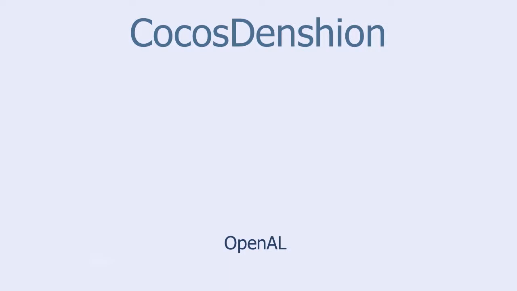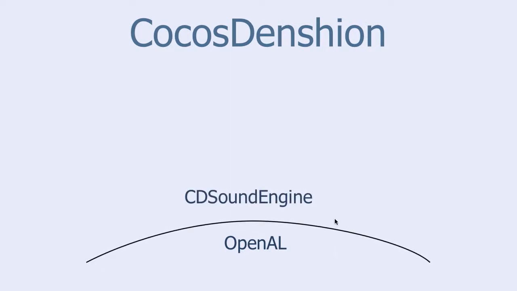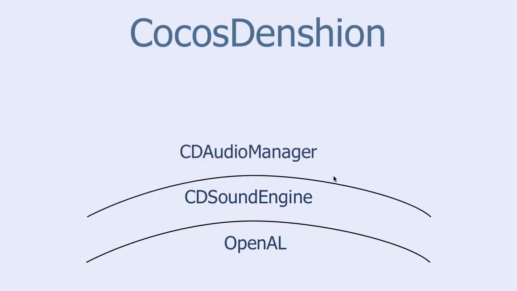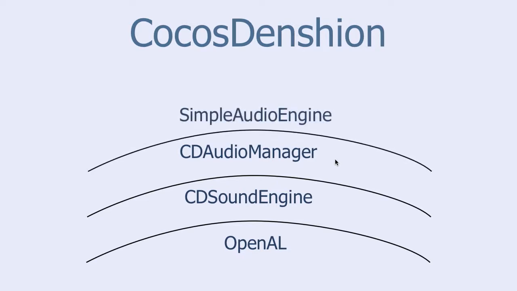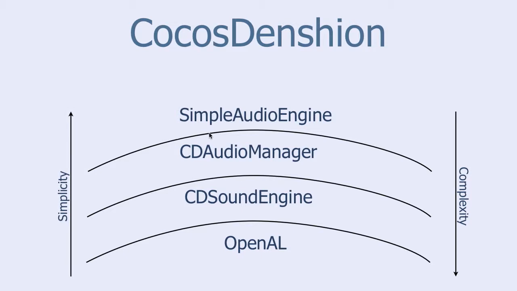Let's now look at CocosDenshion and OpenAL. CocosDenshion allows you to use the power of OpenAL on three different levels. The lowest level is CD Sound Engine. The second level is CD Audio Manager. And the third level is Simple Audio Engine. When you go up, the use gets simpler. As you go down, the use becomes more complex, but at the same time more powerful.